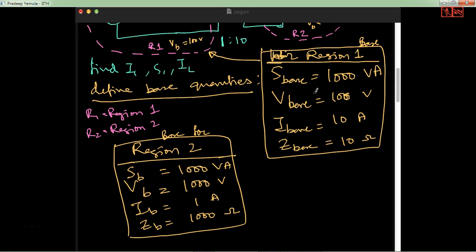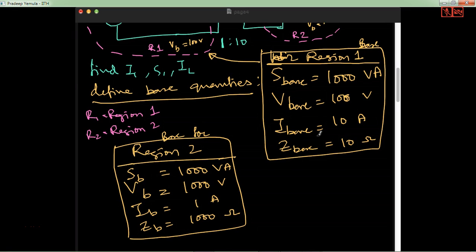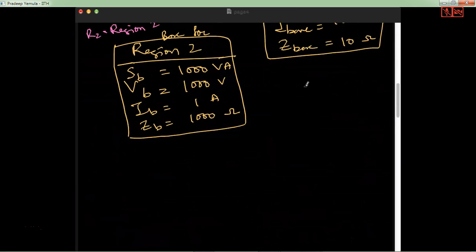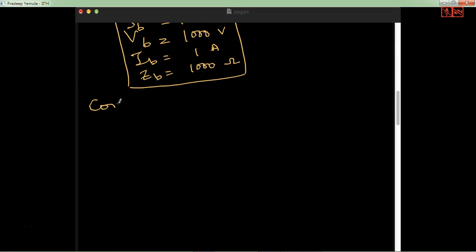So using these base quantities, if I convert, 100 will become 1, and 1 plus J2 I have to divide by 10. So 0.1 plus J0.2. So let me convert the above circuit into per unit.